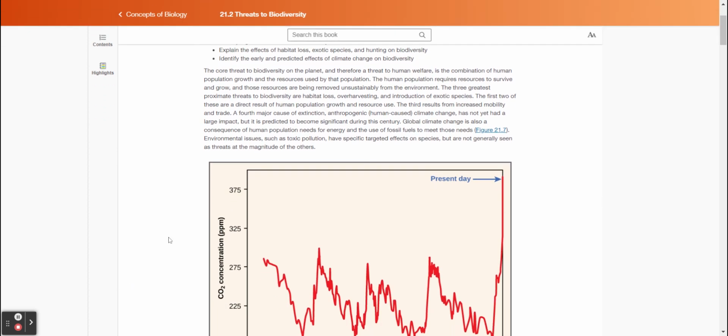The core threat to biodiversity on the planet, and therefore a threat to human welfare, is the combination of human population growth and the resources used by that population. The human population requires resources to survive and grow, and those resources are being removed unsustainably from the environment.